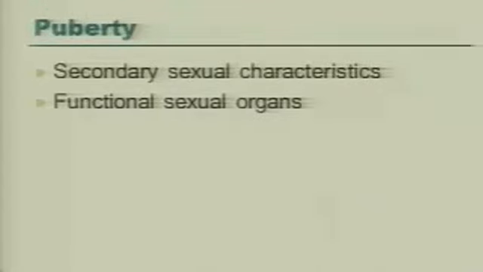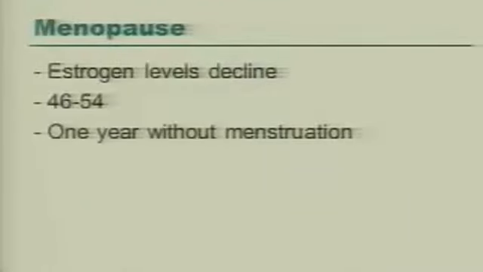Puberty, we talked about sexual characteristics, okay? Functional sexual organs obviously will happen at puberty as well, okay? Menopause, estrogens decline, somewhere between, holy crow, that could happen to me in 6 years. Wow. All right, so 46 through 54, the actual definition is 1 year without menstruation. Okay, 1 year without menstruation.